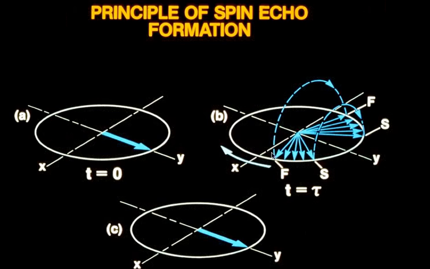They start spinning around, they get out of phase. The fast ones are out here in front, the slow ones are back here behind. When we give a 180-degree pulse, now the fast guys are behind, the slow guys are in front, and at the same time later, they'll all come back and catch up with one another. And then they'll all be in phase.